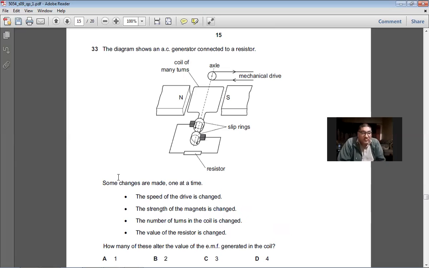How many of these alter the value of the EMF in the coil? Okay, EMF. Yes, you can change the speed. It will increase the EMF. The magnetic strength changed? Yes. The number of turns in the coil is changed? Yes, that's also true. The value of the resistor is changed? No. So how many of these alter the value of the EMF generated in the coil?